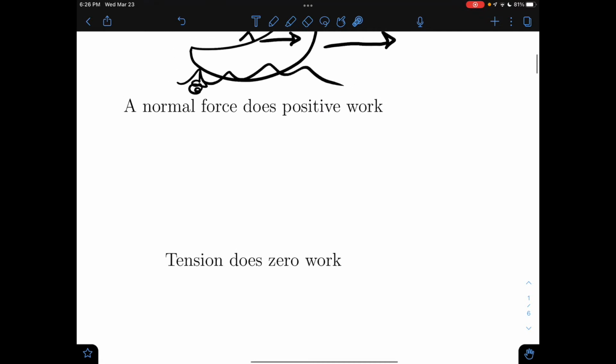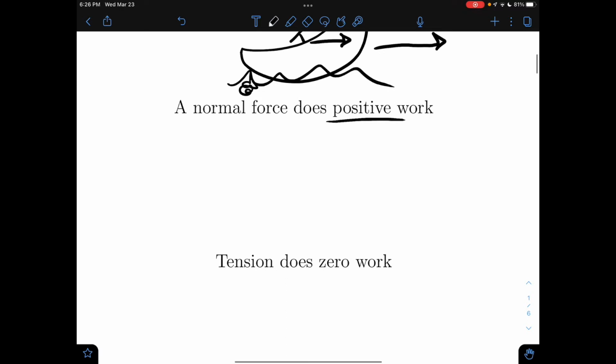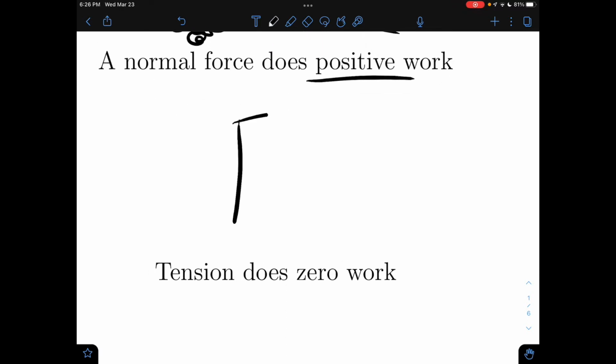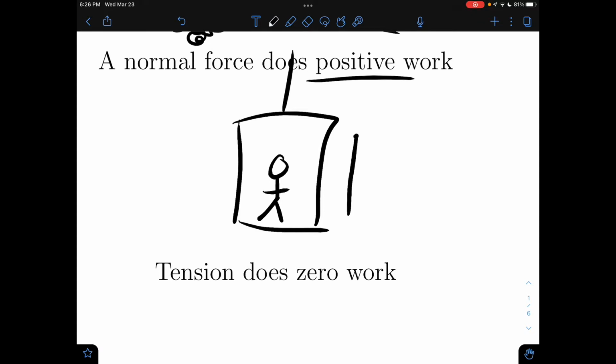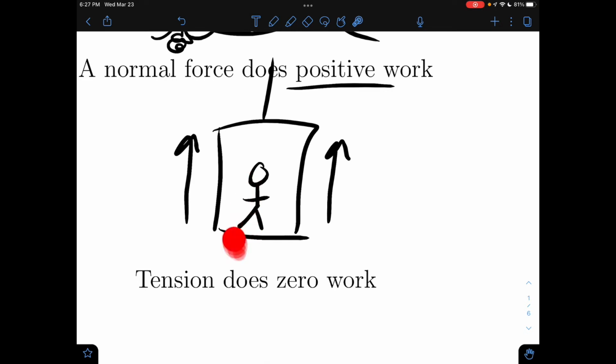Now, exact opposite. We want a normal force with positive work. We want a normal force going in the same direction as our displacement. So the same exact kind of idea, we can just be in an elevator, but this time instead of going down, we're going up, right? Because our normal force is still pushing up on our feet, but now we're going up as well, meaning our force and our displacement are in the same direction, gives us our positive work.